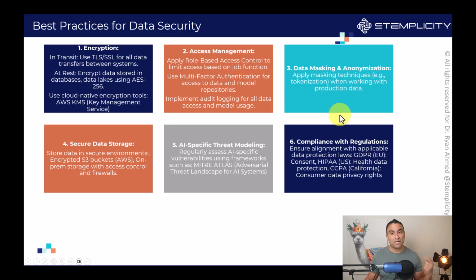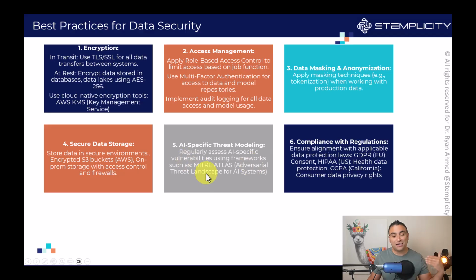Best practice number 3 is data masking and anonymization, which is to apply masking techniques like tokenization, for example, when working with production data. Number 4 is secure data storage. You need to store data in secure environments. For example, if you put it in AWS or Amazon S3, which is the storage service provided by Amazon, it's going to be an encrypted environment, of course. You can also have the data on premise. If you plan to have your servers on premise, you need to enable firewalls and access control too, of course.